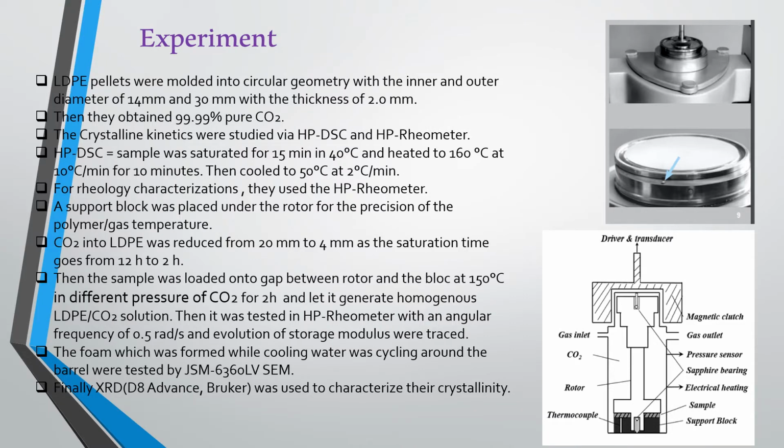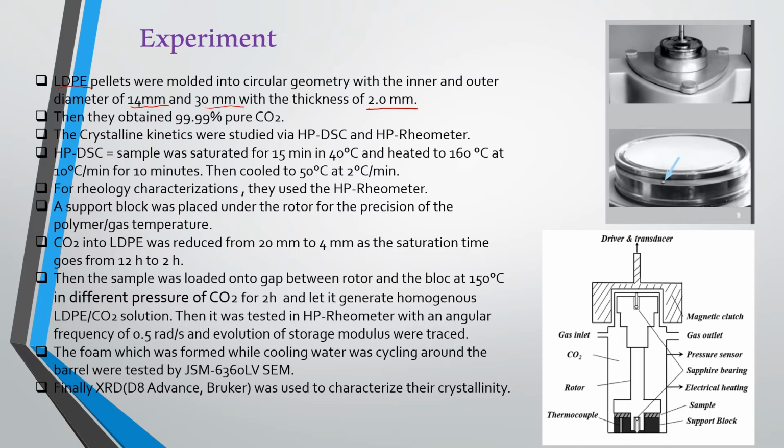Now let's talk about what they exactly did to find out these relationships. They took LDPE, which is the low density polyethylene pellets, with a melt flow rate of 1.8 grams per 10 minutes, and they molded them under compression into circular geometry at around 160 Celsius under atmospheric nitrogen gas. The outer and inner diameters came out to be 30 millimeters and 14 millimeters, with a thickness of 2.0 millimeters.